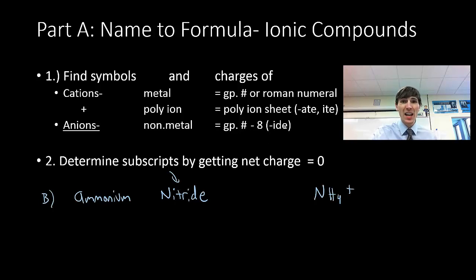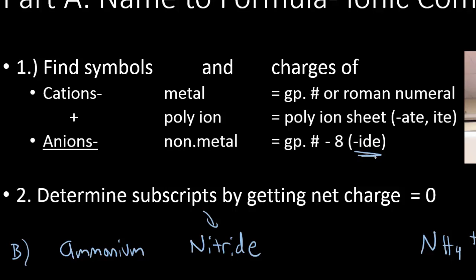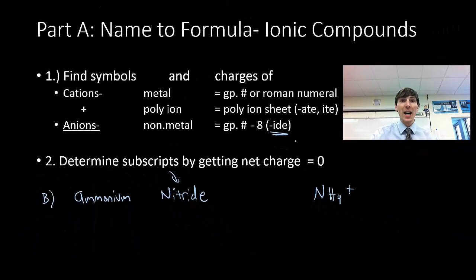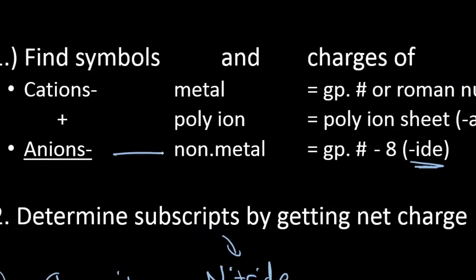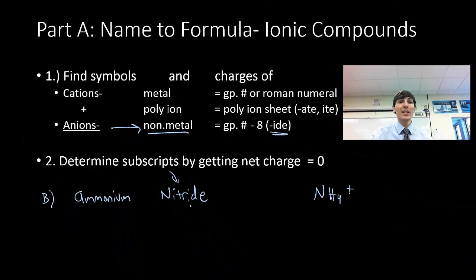Nitride. If you see this ending IDE, IDE is the way that we end nonmetals in compounds. So nitride is the end of this compound's name. If it ends in IDE, that's cluing you in that it's probably a nonmetal. Now there's some exceptions, but most of the time, if it ends in IDE, it's just going to be a regular old nonmetal. So what nonmetal ends in IDE and starts with nitr? Well, that's nitrogen. So this is nitrogen.